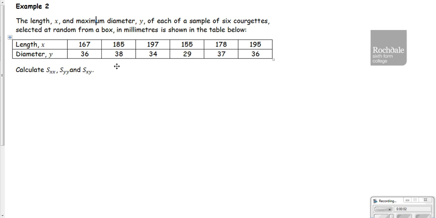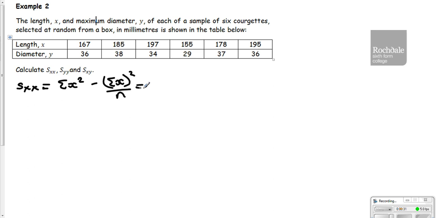Correlation example 2. In this example, we're going to be calculating some of the quantities that build up towards giving us a correlation coefficient. These are called SXX, SYY, and SXY. Above example 2 in your notes, there's two versions of the formulae, and we are going to use the second version, so make sure you highlight it. I put a big box around it. The one we're going to use is this.